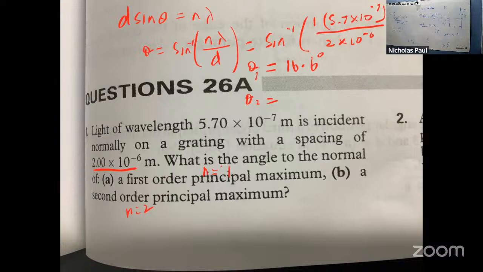Have it smaller, it'll be bigger. 34.75. Remember two significant figures, right? Do number two one time.